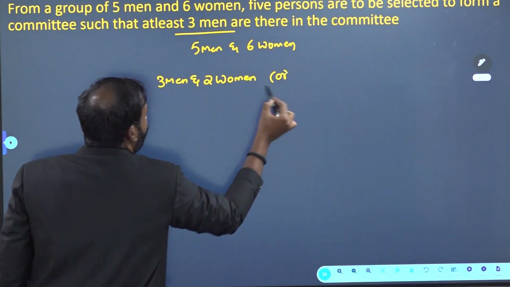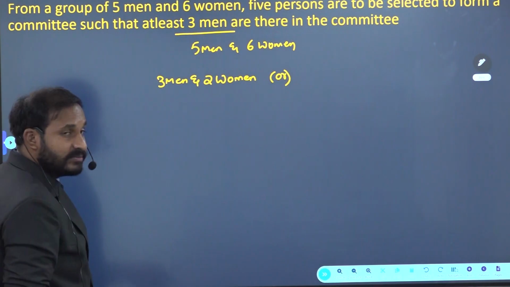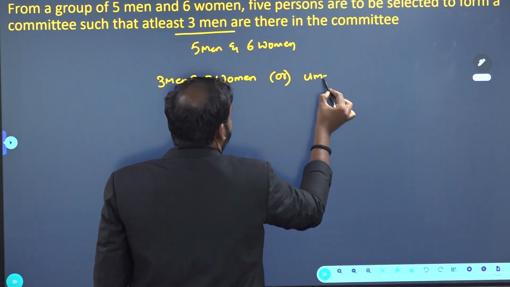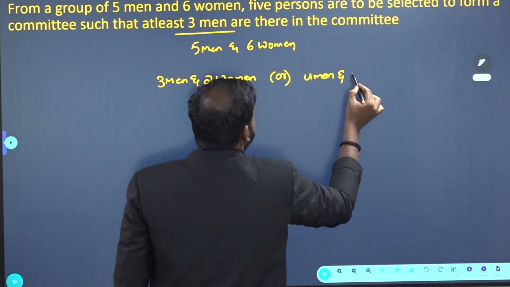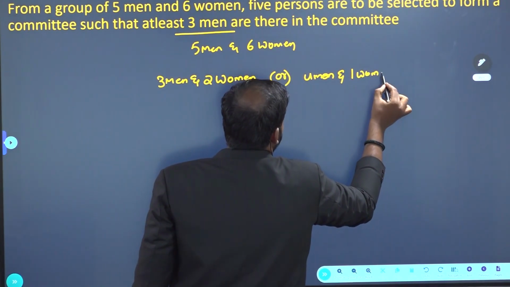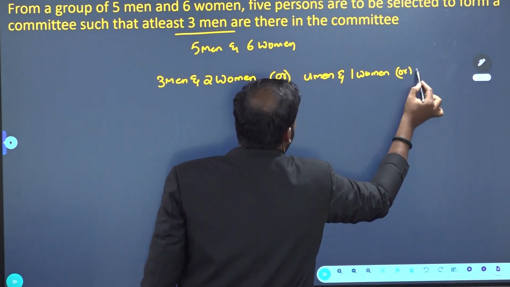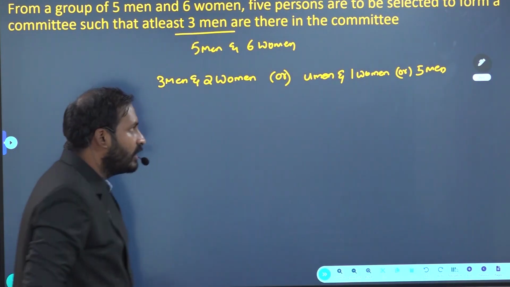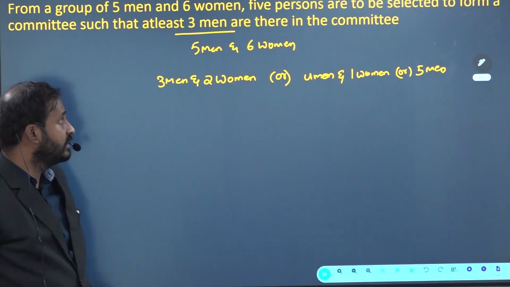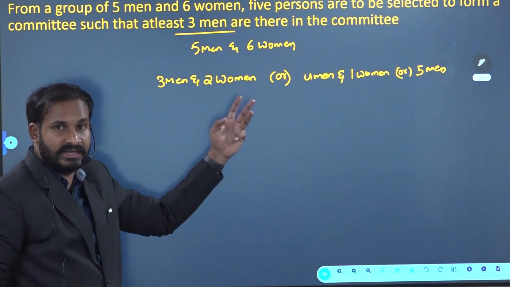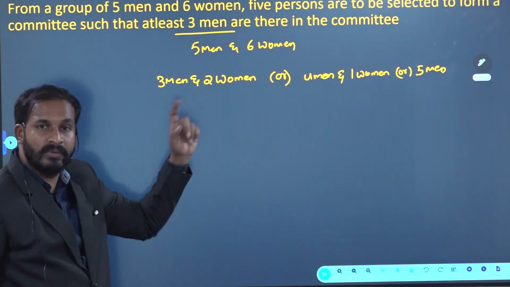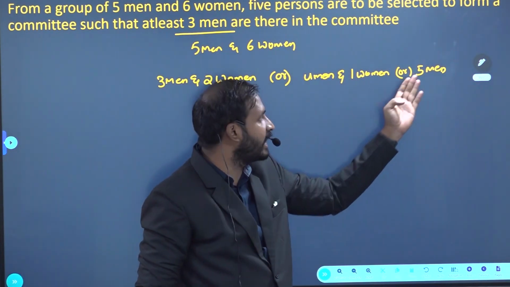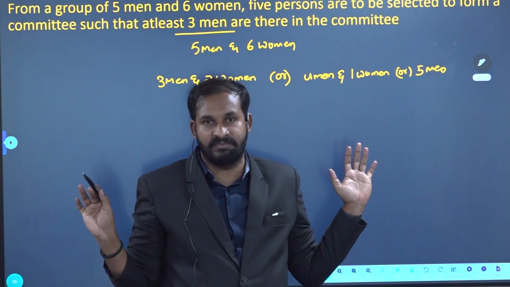Or, at least means minimum 3 men. I can also take 4 men, right? 4 men and 1 woman. Or all the 5 as men. Why? Because 5 men are available, so I can pick all 5 men. Understood, students? The condition here is at least 3 men. So 3 men and 2 women is one case. Or I can pick 4 men and 1 woman. Or I can pick all 5 committee members as men only.